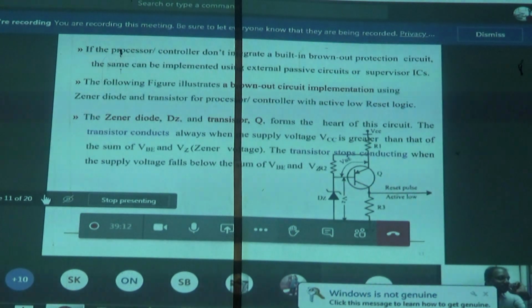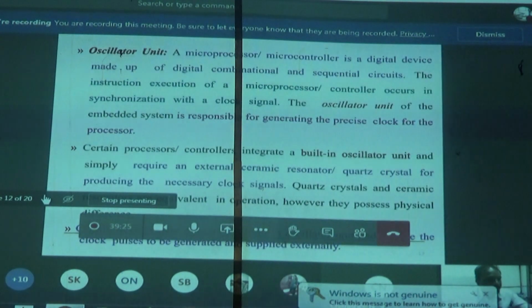Now what is this transistor going to do? The transistor is going to see that 10 volts is the minimum voltage that has been set up. If it decreases below certain values, then immediately the brownout circuit is going to be activated.